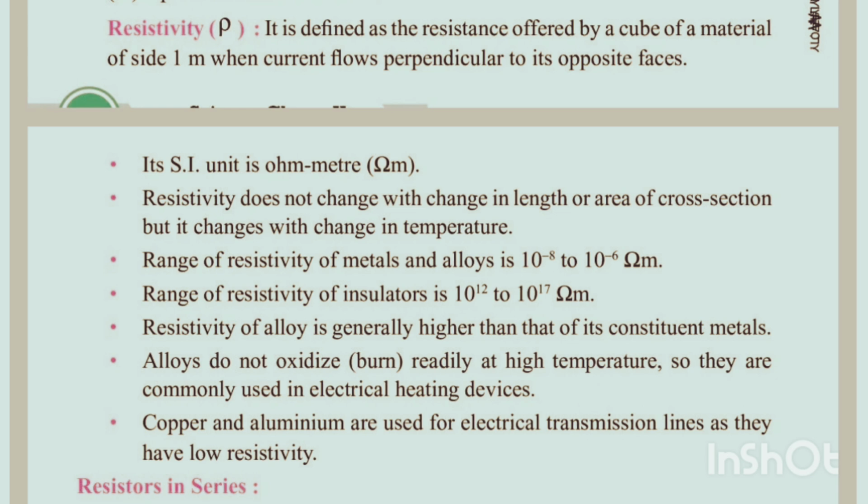Resistivity of an alloy is generally higher than that of its constituent metals. The resistivity of the alloy is generally higher because an alloy is a mixture of two or more metals, right? So based on the metals we are adding, alloys have higher resistivity when compared to the metals we are using.